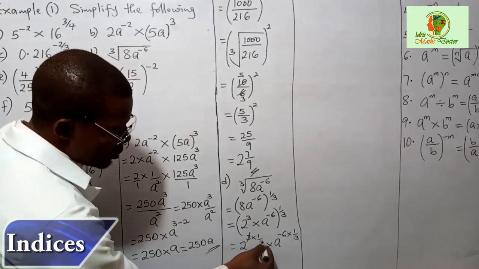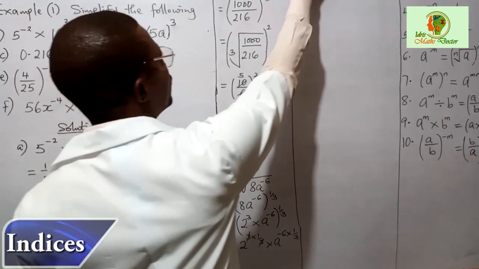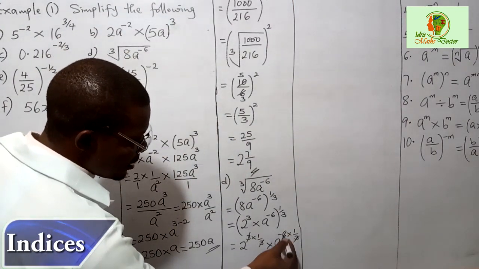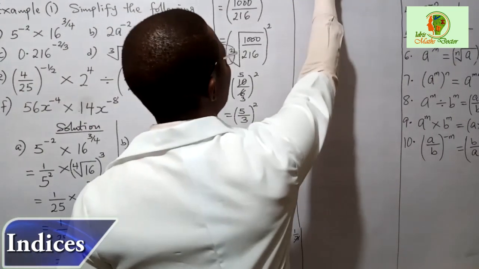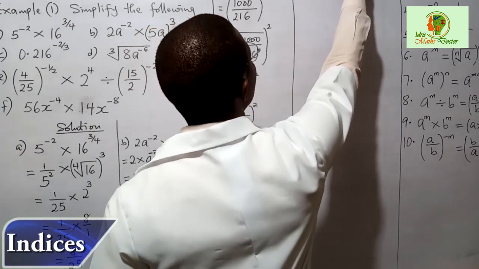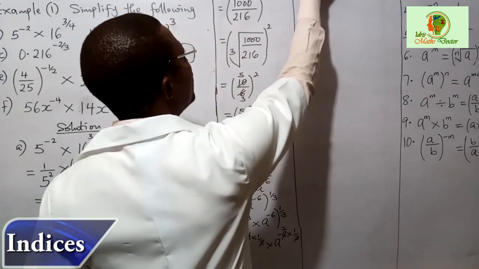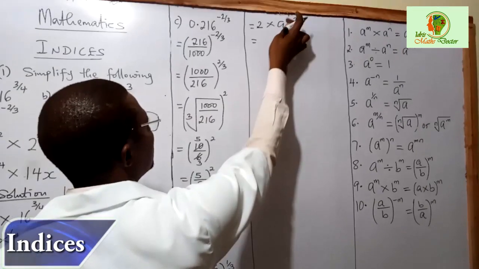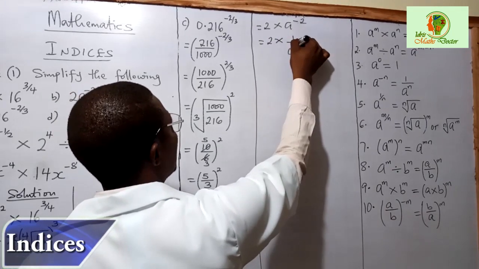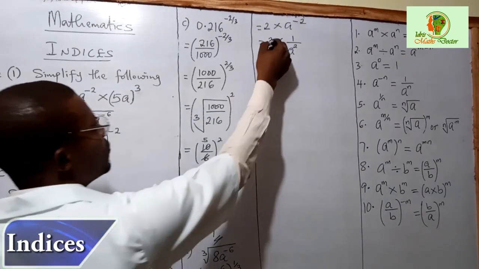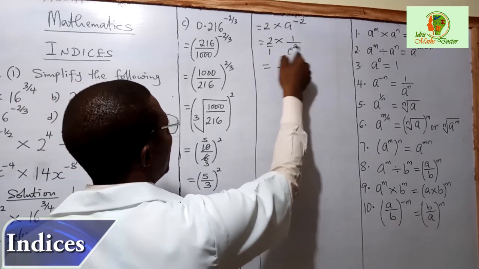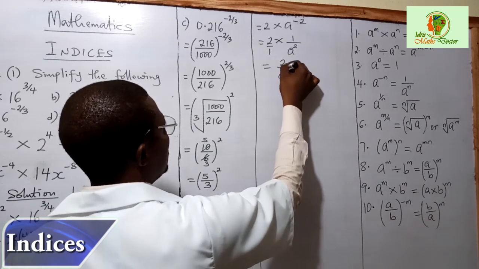This 3, we cancel out this. We are going to have 2. 3 here 1, 3 in 6 here 2. So we have what? 2 times a raised to power minus 2. If we remove this minus, we are going to have what? 2 times 1 all over a raised to power 2. Making this over 1, 2 times 1 will give us 2. And 1 times a raised to power 2 is what? A raised to power 2.